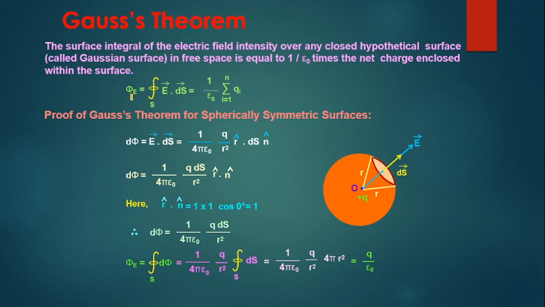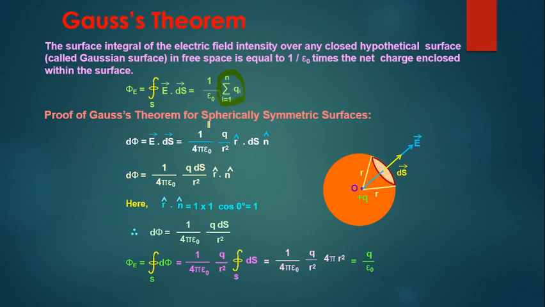The flux phi E equals the integration over the closed surface S of vector E dot ds, equal to 1 divided by epsilon naught times the total charge enclosed in that surface. Once again we can revise: the total electric flux over the closed surface equals 1 by epsilon naught times the total charge enclosed in that surface.